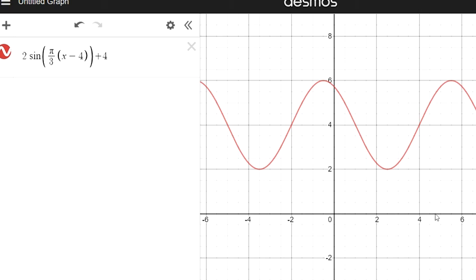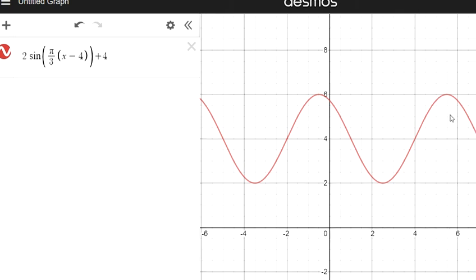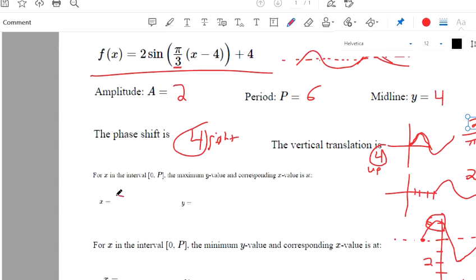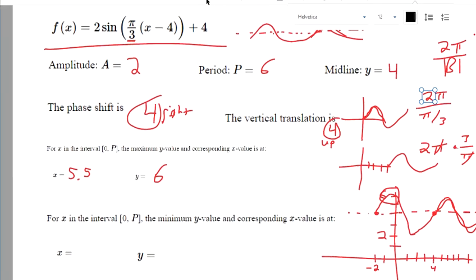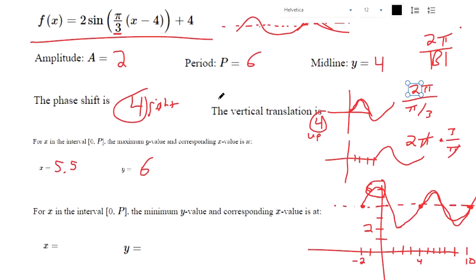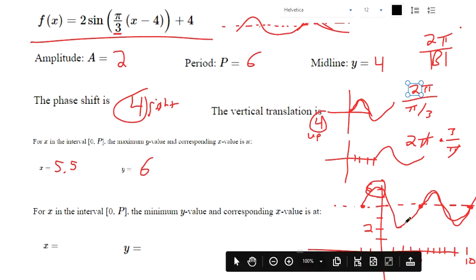And then they said from 0 to 6, from 0 to p, where's the location of the peak of the amplitude? And it's at 5.5 on the x-axis. So 5.5 is the x-coordinate of the maximum y value. And the actual maximum y value we already found is 6. A big goal of pre-calculus is to know how to describe roughly what the function looks like without having to rely on other sources like calculators. So that's why this skill is important.